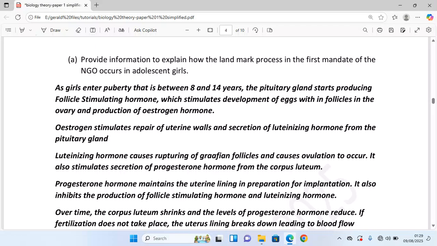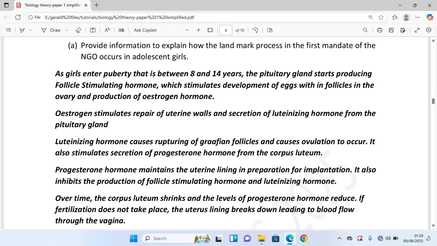Maybe to organize this concept of the menstruation period, we said we are looking at a hormone and its role. Luteinizing hormone causes rupturing of Graafian follicles, leading to ovulation and then secretion of progesterone from the corpus luteum. Then progesterone maintains the uterine lining and inhibits production of follicle stimulating hormone. Then this is the final concept that we talked about there.